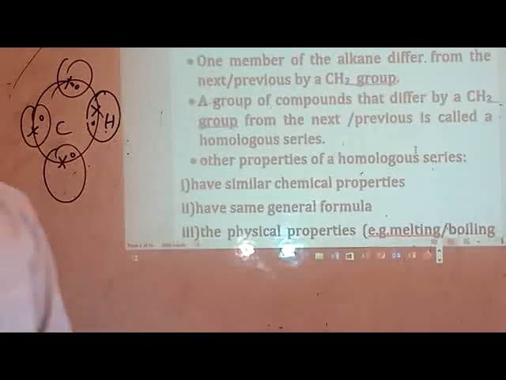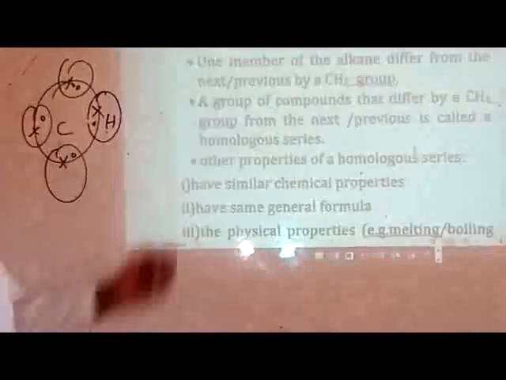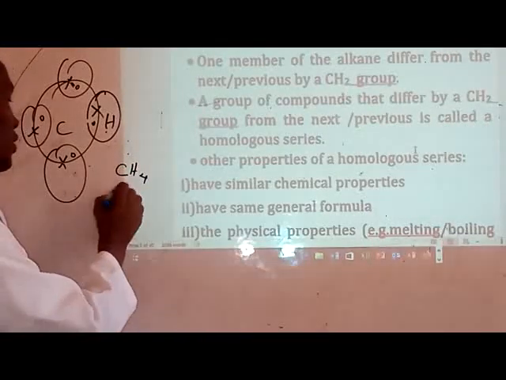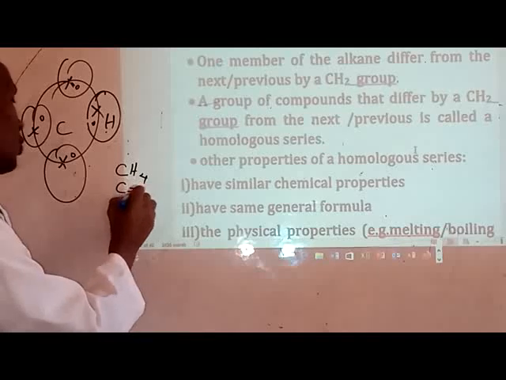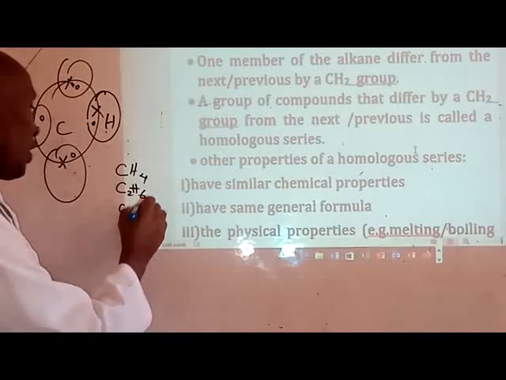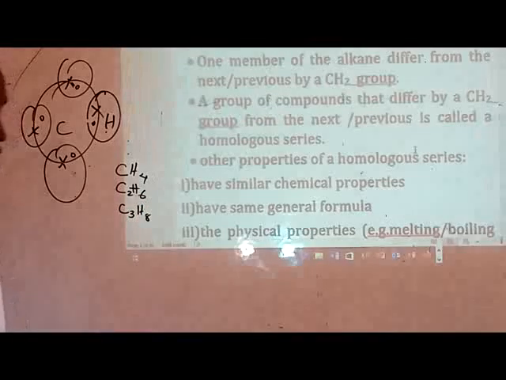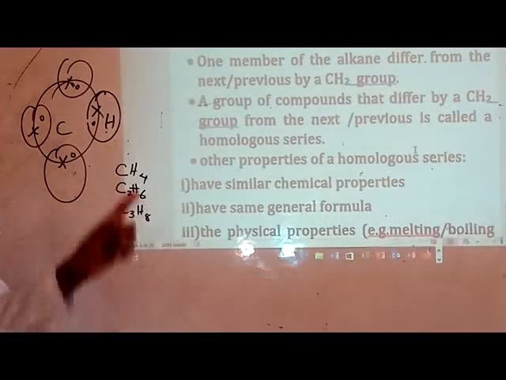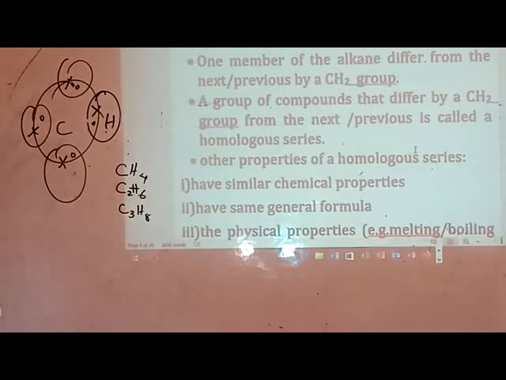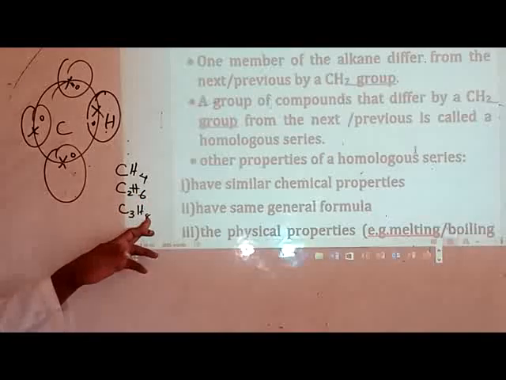So you note therefore that when you compare the alkane CH4 to C2H6 to C3H8, the difference between this and this is a CH2. The difference between that and that is also a CH2. We have added a CH2.